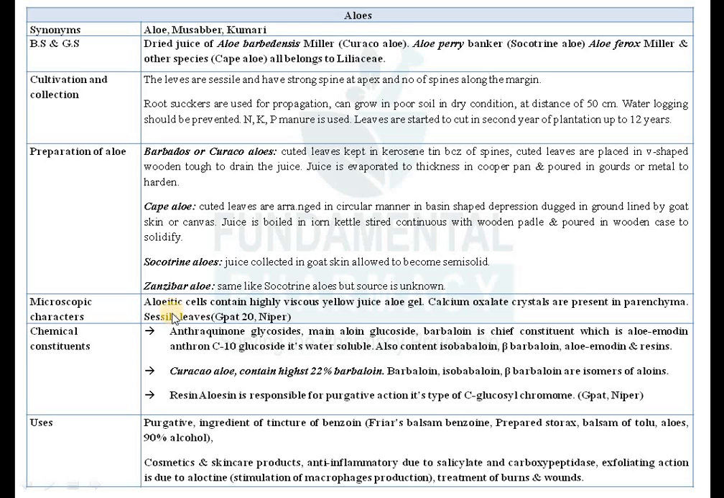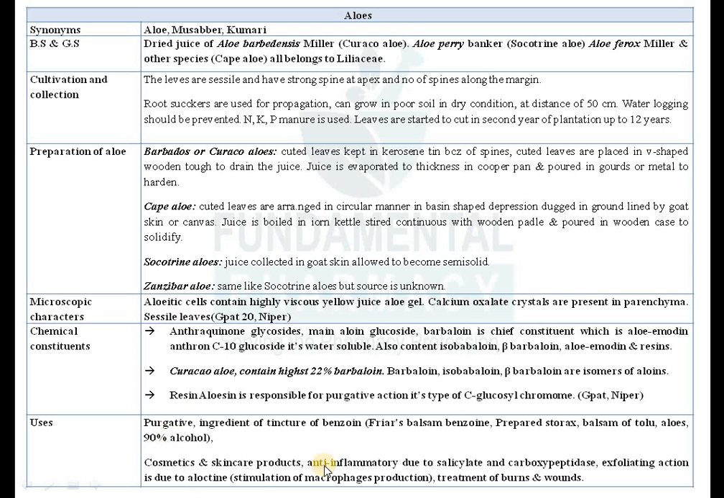GPAT 20 में आया था क्वेश्चन, ठीक है। नाउ उसकी केमिकल टेस्ट कौन से है, anthraquinone glycosides, इसके लिए obviously इसका बहुत सारा केमिकल टेस्ट है, अपन देखेंगे बाद में। यहाँ पे ये जो एलो है इसमें C glycosides होता है, that's why it will give positive Borntrager's test, right. Now what is the use of this aloe vera?